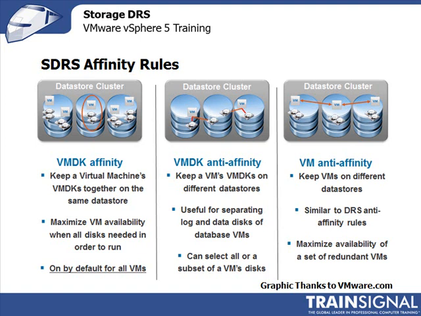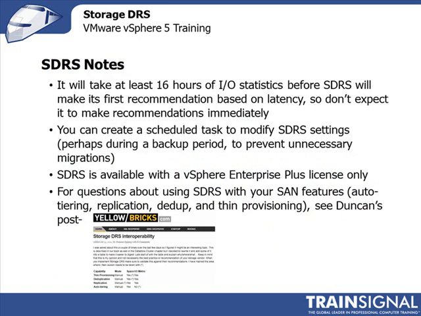So you could say, I want my primary Exchange server to be on this data store. I want my secondary Exchange server to be on a different data store. And that way, if one data store goes down, then both of the Exchange servers, let's say, aren't going to go down. So this is going to maximize the availability for a set of redundant virtual machines. All right, so those are SDRS affinity and anti-affinity rules. And I have some final SDRS notes here before we go off and implement SDRS.